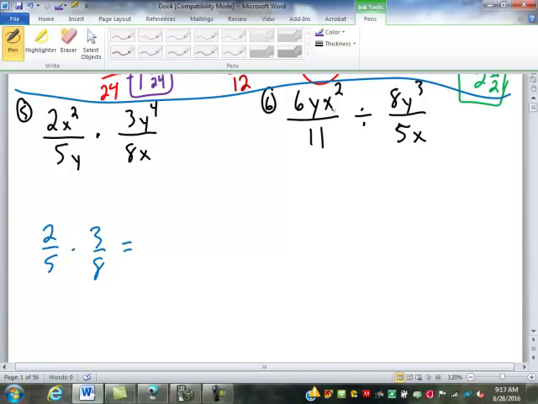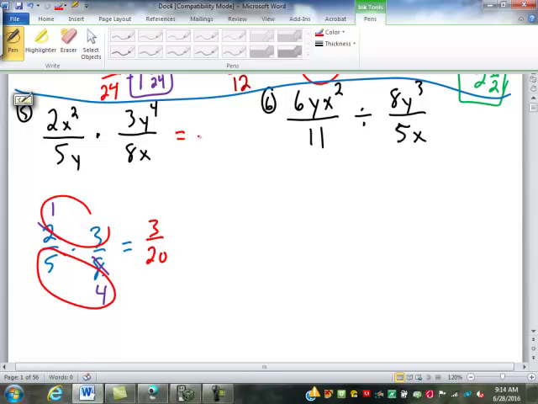But we can cross cancel. What can we cross cancel here? The 2 and the 8 can both be divided by 2. 2 divided by 2 is 1. 8 divided by 2 is 4. So now we'll go ahead and multiply. 1 times 3 is 3. 5 times 4 is 20. So the numerical portion of this answer is 3 over 20.